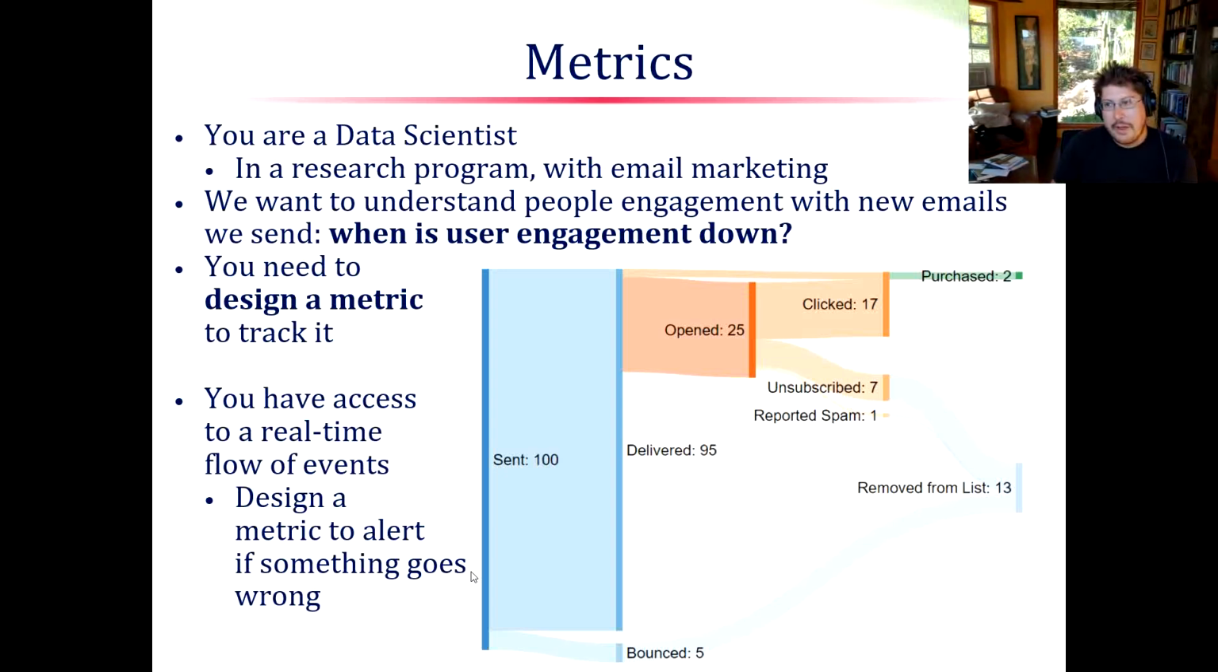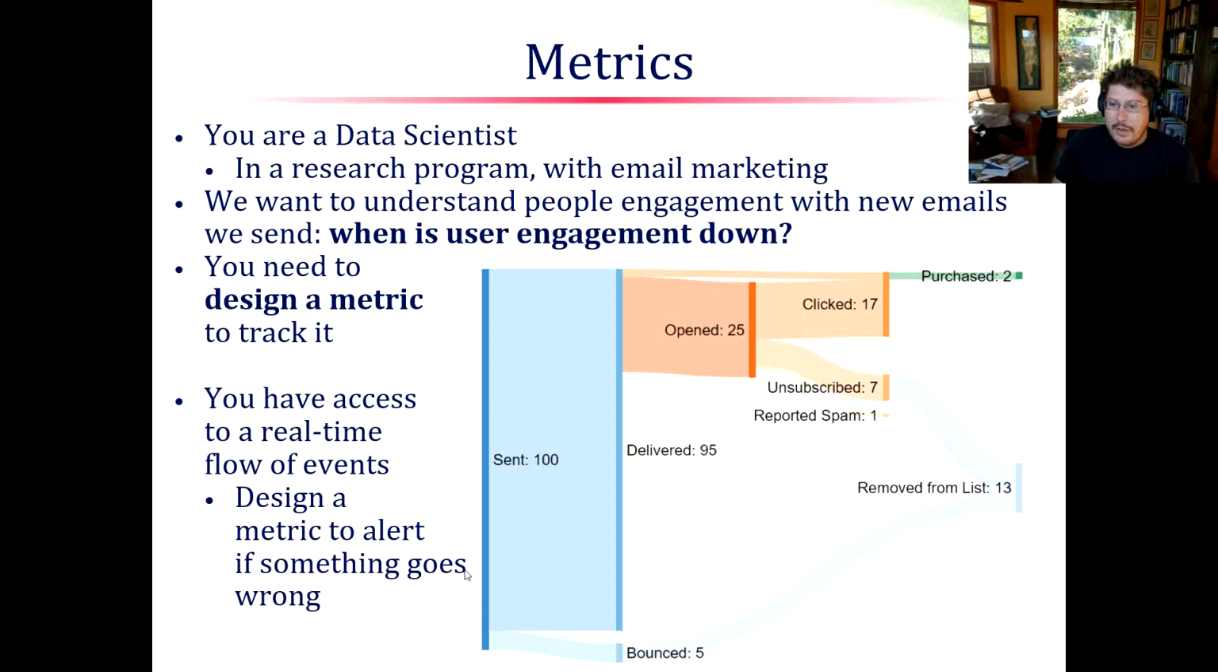You're a data scientist, and you're at a company that just sells stuff. As part of that, they have an email marketing program where they send bulk emails to people. The marketing department comes to you as the data scientist and says, hey, we want a metric that tells us when user engagement is down. So they want some system that will watch the emails going out, and when people stop engaging with the emails as much, it lets them know. So you need to design that metric.